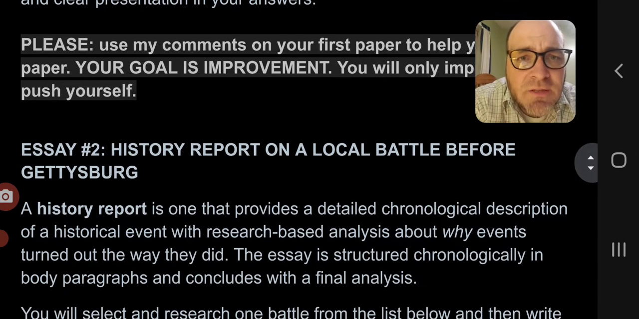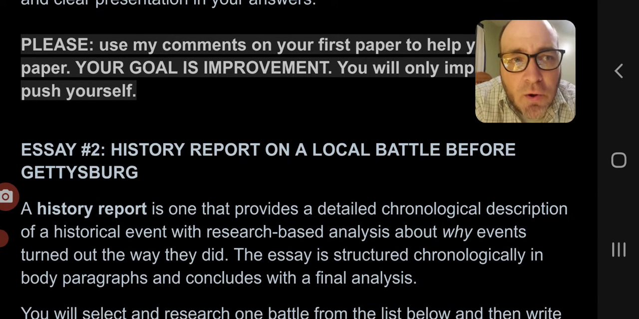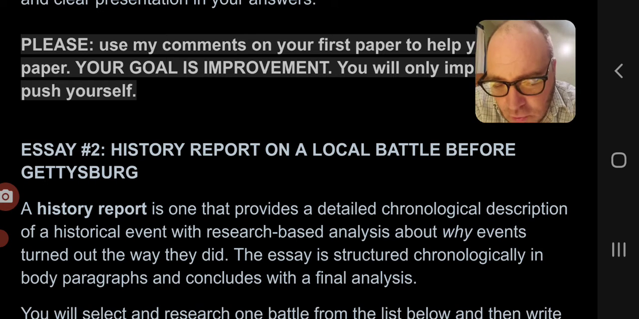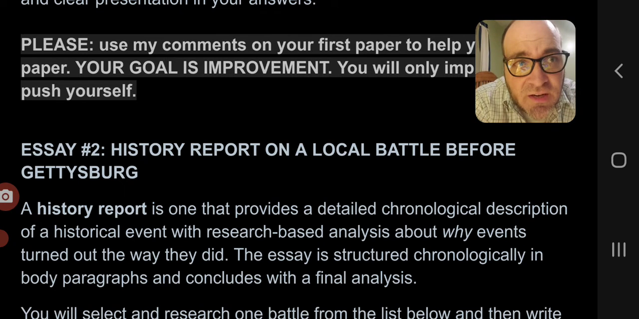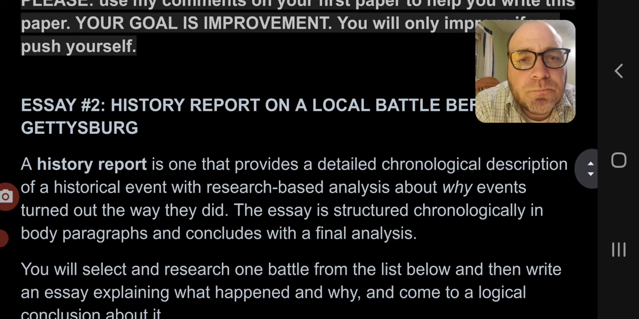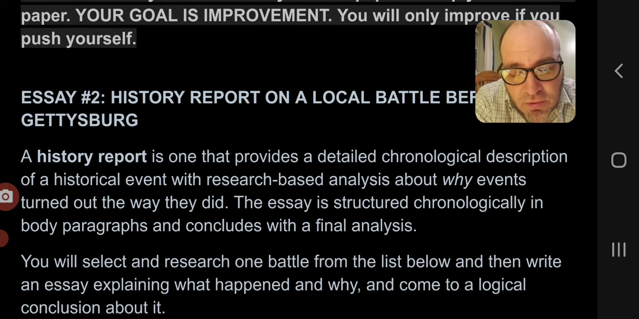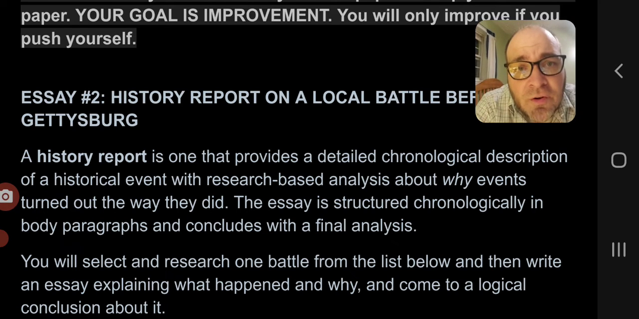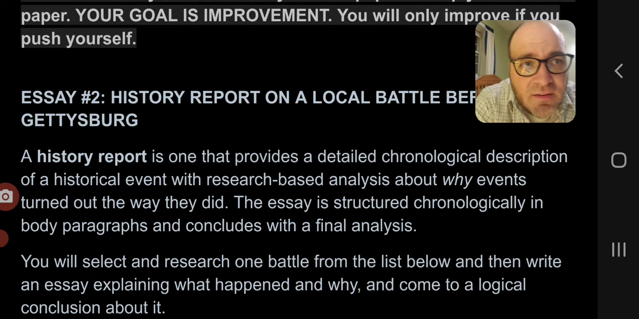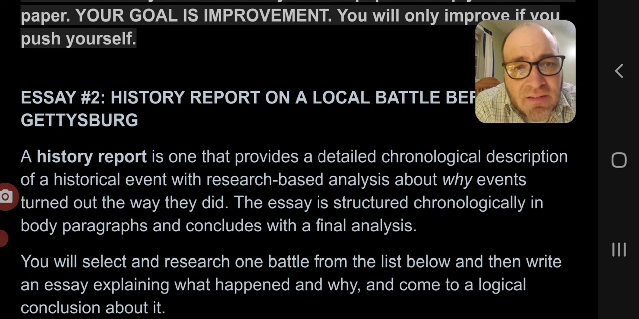All right, so essay number 2, history report on a local battle before Gettysburg. Again, local to me means Virginia, West Virginia, or Maryland. We're not looking at any far distant battles out in the West or anywhere like that. So a history report is one that provides a detailed chronological, that means in the order that events happened, description of a historical event with research-based analysis about why events turned out the way they did.